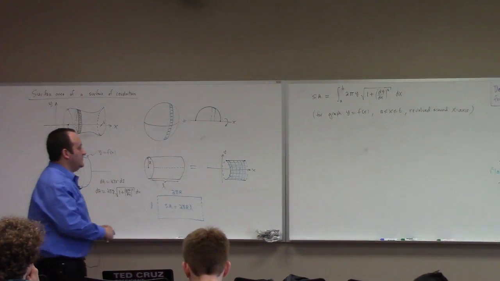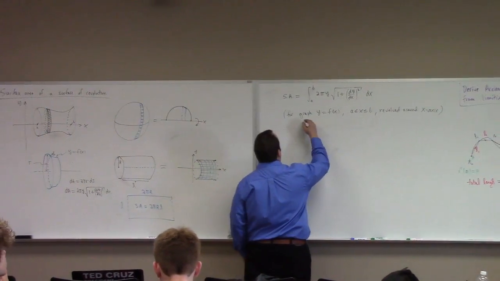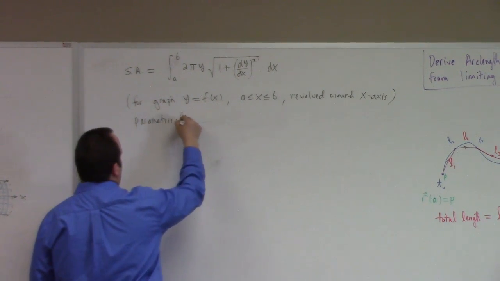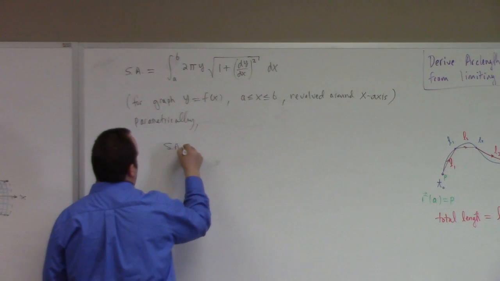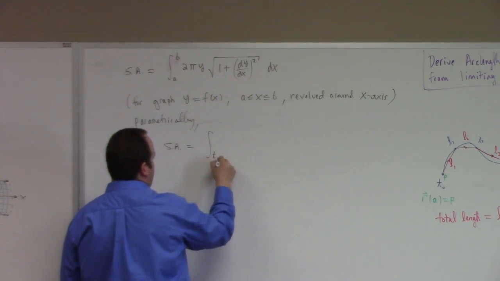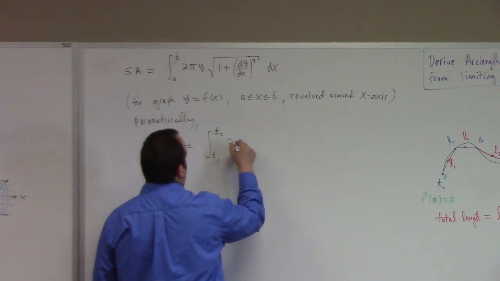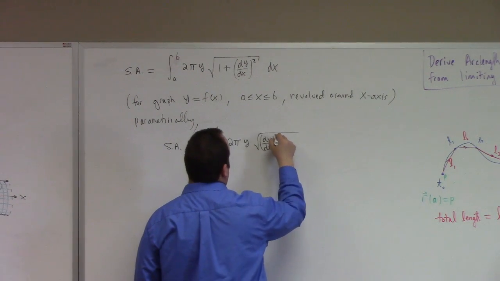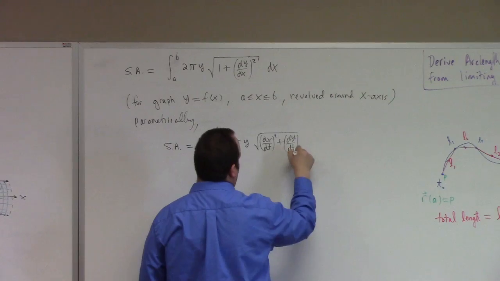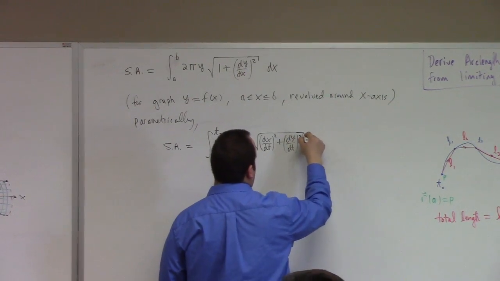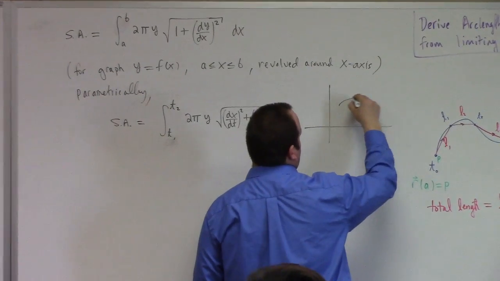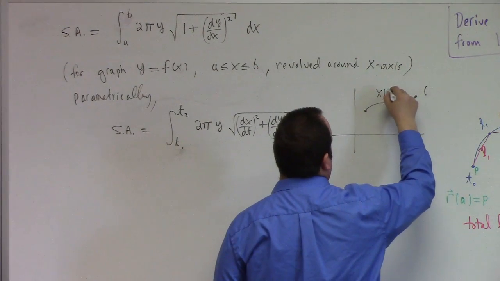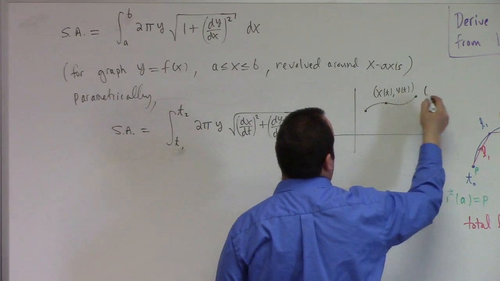Oh, okay, well, fine. He also mentions that if you had it parametrically, what would this reduce to? The surface area would be equal to what? The integral from t1 to t2 of 2 pi y times the square root of (dx dt) squared plus (dy dt) squared, dt. So here he has in mind something like this. It's the same kind of curve, but just described parametrically.